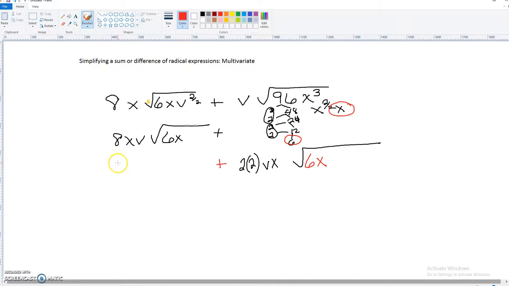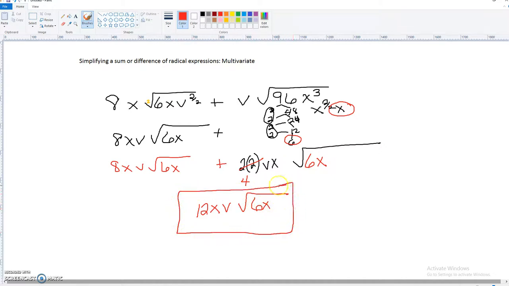Okay, so let's go ahead and we'll write this back down. 2 times 2, of course, is 4. So now, as you can see, the radicals are the same. They're both square root of 6x. So that means we can combine what's in front of them. Also pay attention to make sure that we've got xv, same thing here is xv, it's switched around, but it's okay. So 8, 9, 10, 11, 12, xv square root of 6x. And this will be your answer.